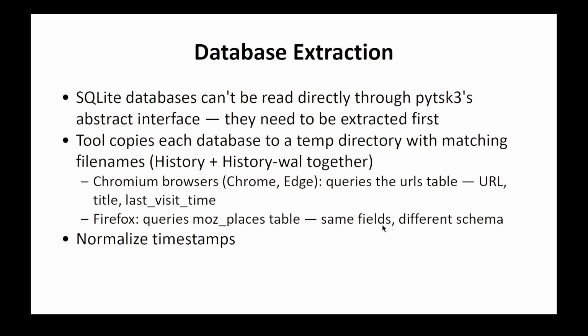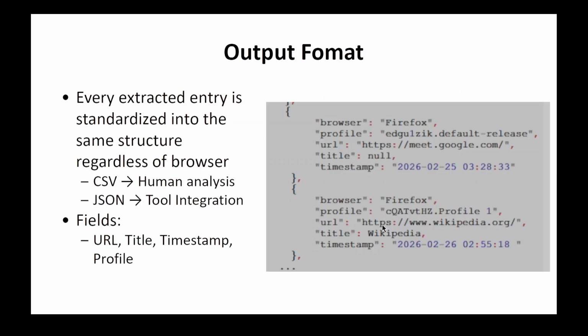Timestamps are stored differently by each browser. Chrome and Edge use Windows Epoch, microseconds from Jan 1 1601, while Firefox uses Unix Epoch in microseconds. So the tool converts both to a standard human-readable format as well. And if the database is locked, which can happen on a live system, the tool catches the exception, logs it, and moves on rather than crashing.